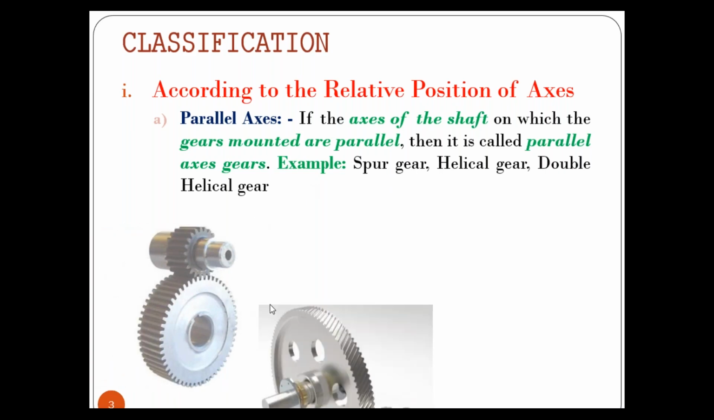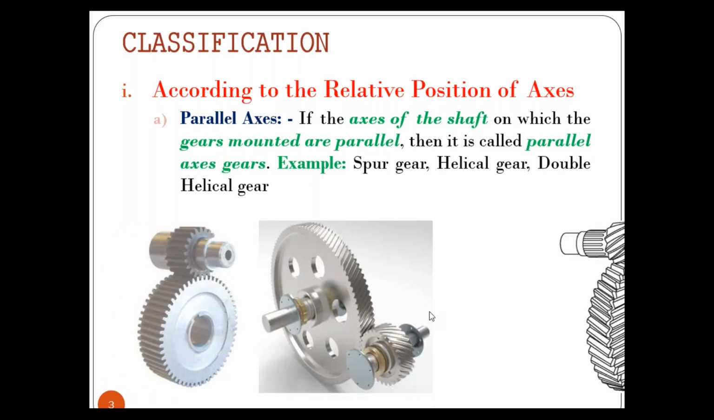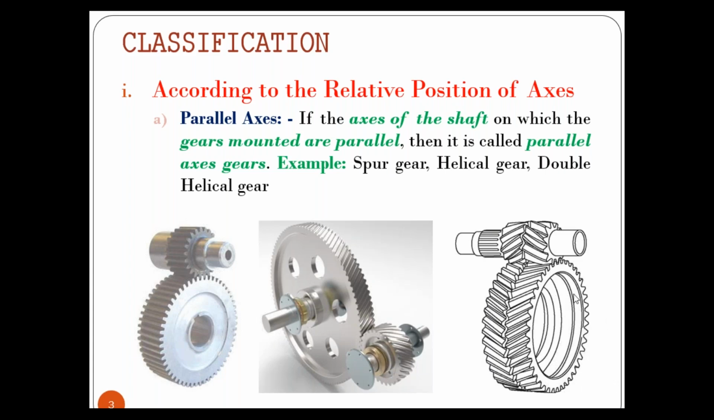So this is the spur gear, helical one, double helical, or it is also called as herringbone gear. You can observe this is the shaft of this gear and this is the shaft of this gear. So both the shaft axes are parallel to each other. So this is called as parallel axis gear.